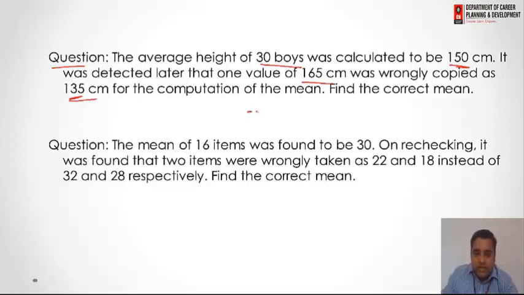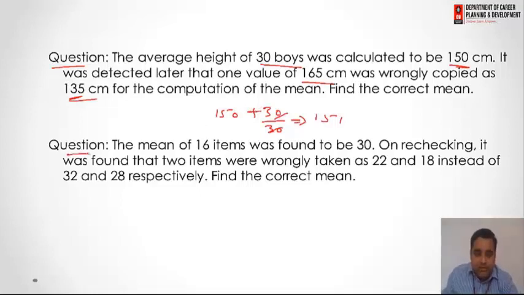It means there is an addition of 30 centimeters in the totality of height of 30 boys. That means the mean increased from 150 by the average of 30. It means the correct mean is 151. See, in this type of question, what we need to understand is that the totality is increased by 30. It means the average is increased by the average of 30.